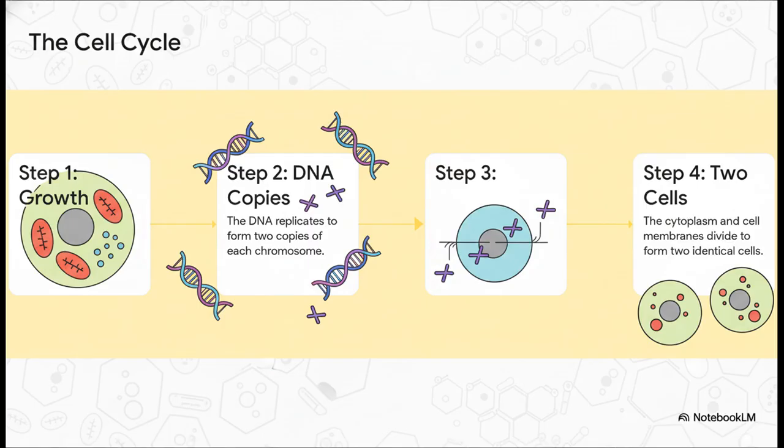First up, the cell just grows. It gets bigger and it makes more of all its internal bits and pieces, like mitochondria and ribosomes. Then step 2, and this is absolutely vital, it copies its DNA. It makes a perfect duplicate of every single chromosome. Step 3, mitosis itself kicks in. The 2 identical sets of chromosomes get pulled to opposite ends of the cell, and the nucleus splits in 2. And finally, step 4, the rest of the cell, the cytoplasm and the membrane, divides right down the middle, and boom, you've got 2 brand new genetically identical daughter cells.